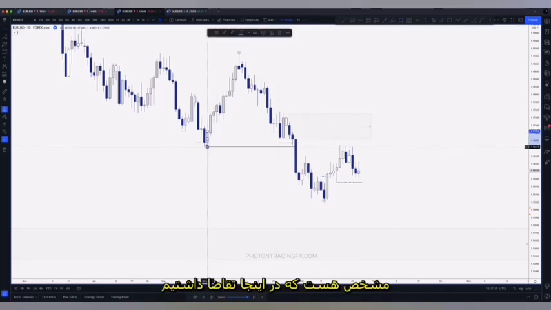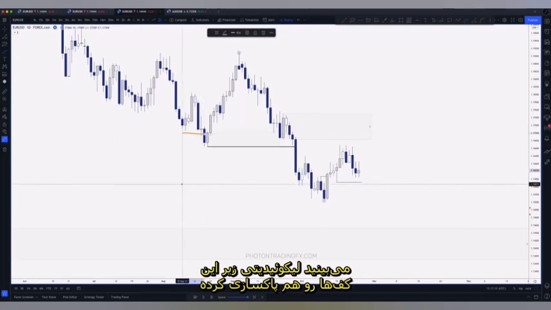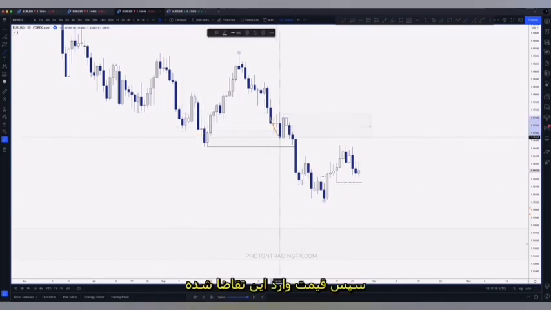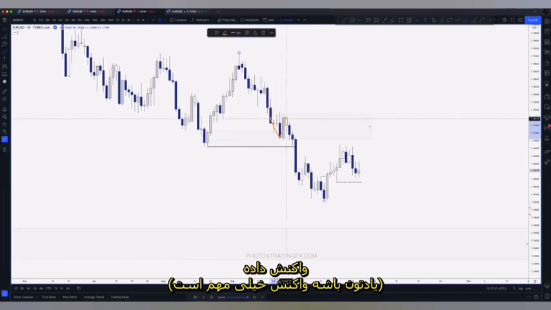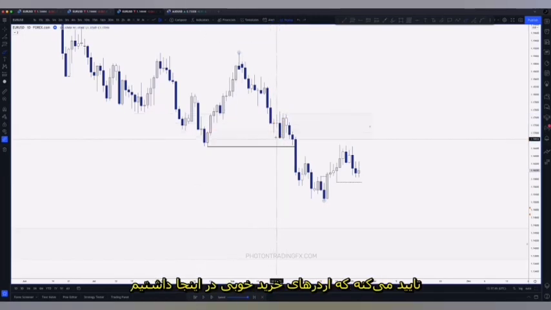Well, there was clearly demand over here, right? That led to this break of structure. So that's a pretty decent daily demand zone. You can see it's swept the liquidity below those lows as well. Price then came into that demand. Now we get the reaction. Remember, the reaction is key. Why? Because that validates that this is a decent demand level. It validates that there were a decent amount of buy orders in there.